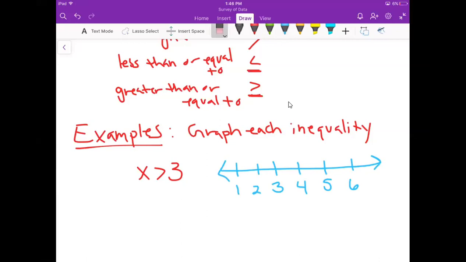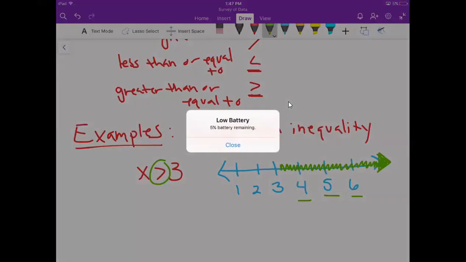Okay? Now, remember again, this symbol we're looking at is the greater than symbol. That means I want all these numbers greater than 3 and all the numbers in between too. So I want all these numbers greater than 3, anything in between the numbers too. So I shade all of those things and I put an arrow on the end of that shading to show that it goes on forever, that infinite number of things greater than 3.